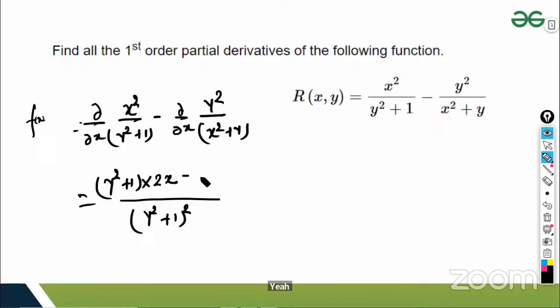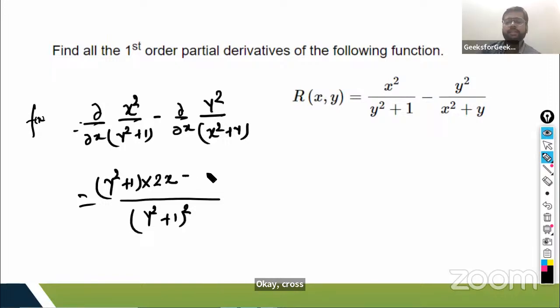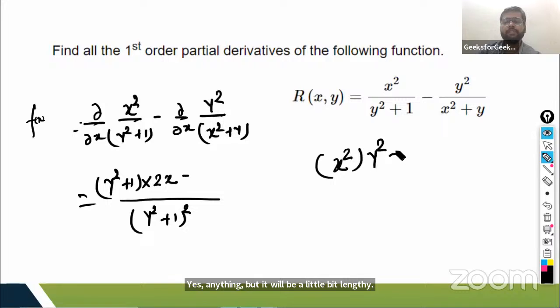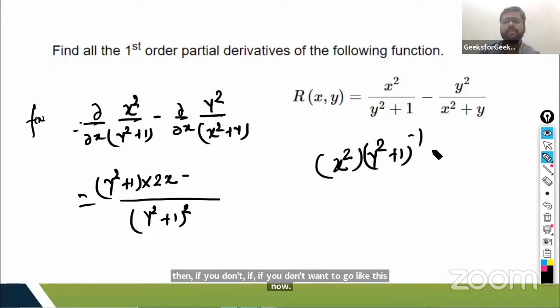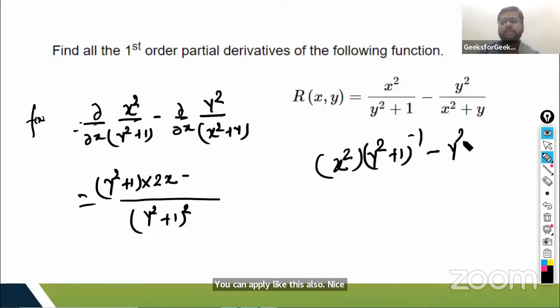So I cross multiplied it and then applied. Does that work? Yes, anything, but it will be a little bit lengthy. Even if you don't want to go like this, you can apply like this also: (y square plus 1) to the power minus 1 minus y square into (x square plus 1).